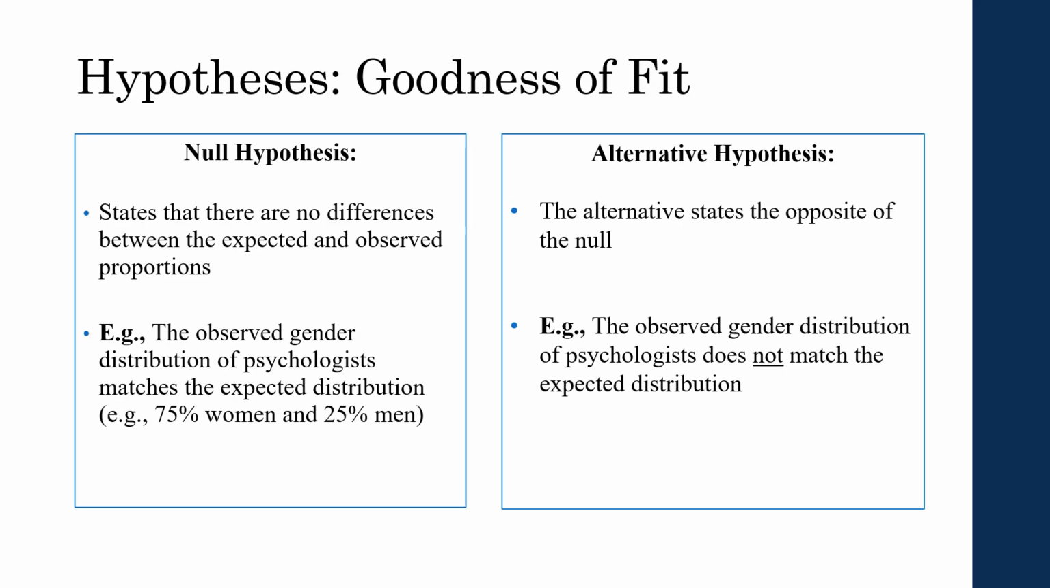So just like before, we have two hypotheses here. Our null hypothesis states that there are no differences between the expected and observed proportions. Using the same example, our null hypothesis would be that the observed gender distribution of psychologists matches the expected distribution, such that 75% are women and 25% are men. Our alternative hypothesis is that the observed gender distribution of psychologists does not match the expected distribution. This means that if you are hoping for the observed and expected parameters to match, you are hoping for the null hypothesis.